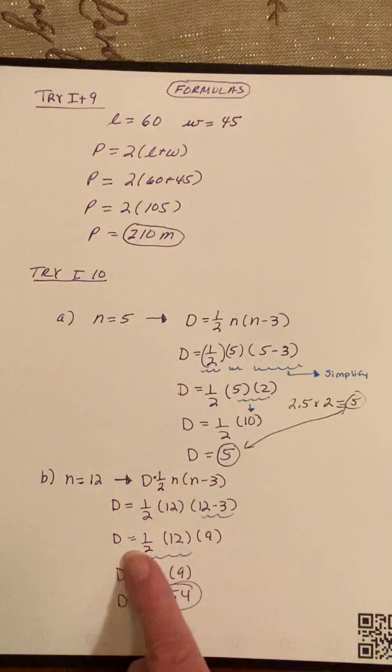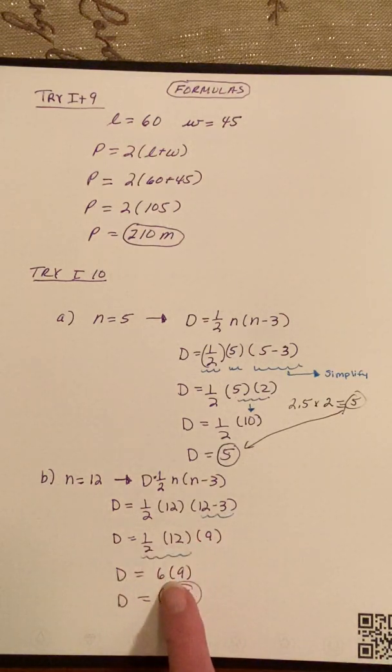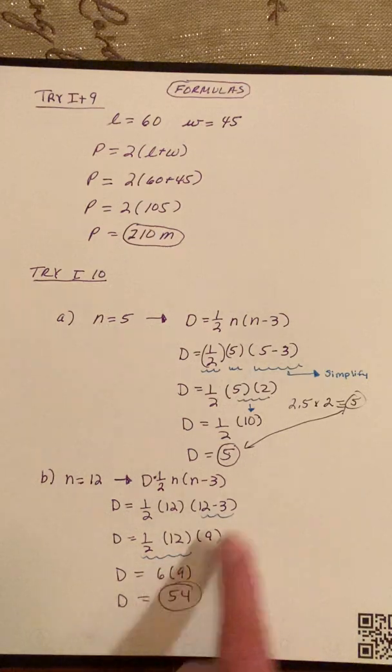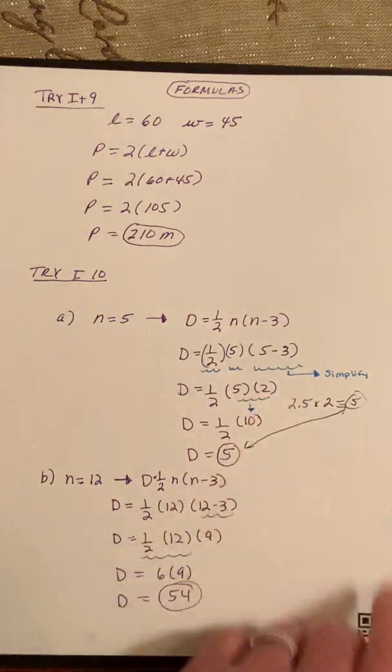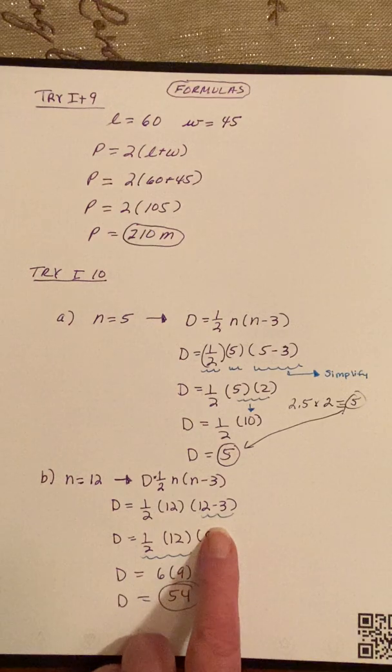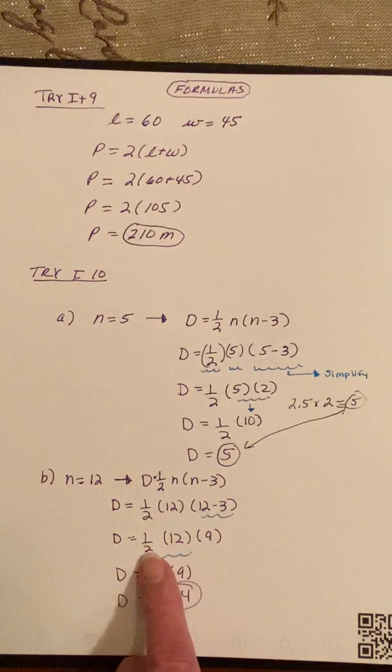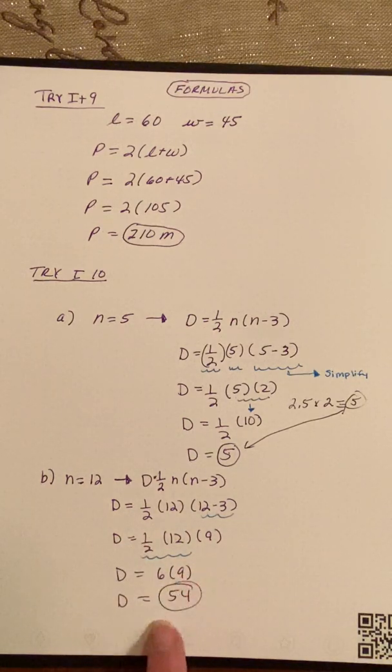Now this half of 12 is an even number, so I'm going to do that next, whereas up here I did 5 times 2 next. If I go 12 times 9, I'm going to get a big number that I got to divide by 2. So I'm just going to do the easiest one first. Half of 12 is 6. 6 times 9 is a fact, which is 54. So that's using the formula on page 81.